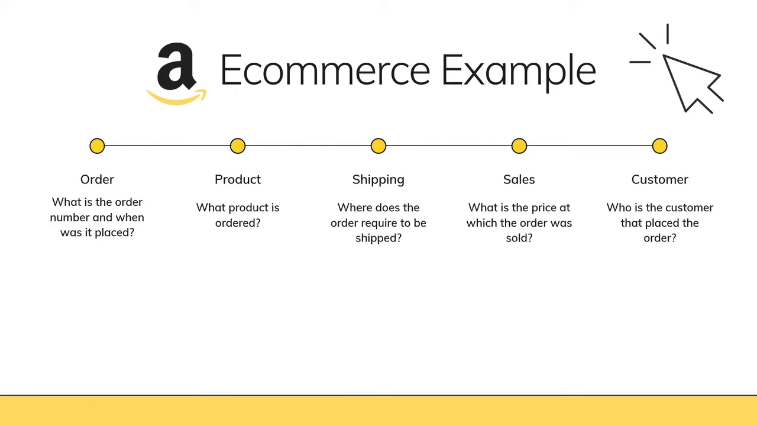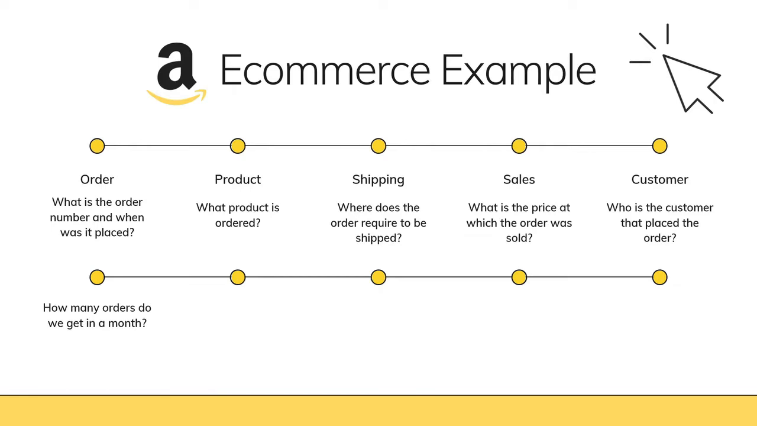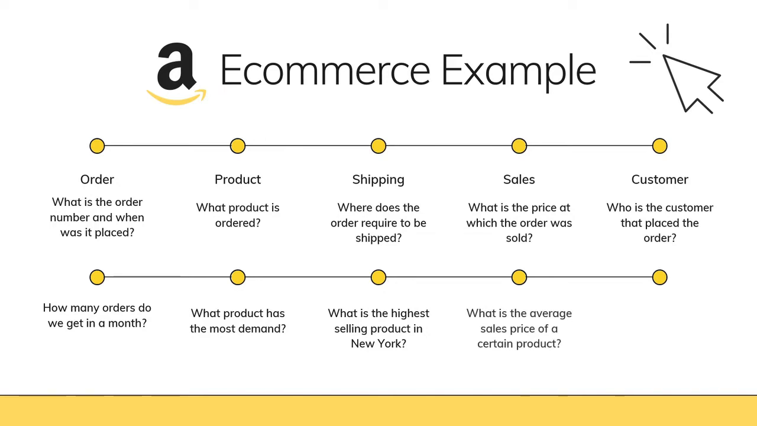Just by taking these 5 data points and aggregating them across every order that Amazon receives, we can begin to answer few key questions like: how many orders do we get in a month? What product has the most demand? What is the highest selling product in any geographic location like New York? What is the average sales price of a certain product? And finally, how many orders does a customer generate over a given month?